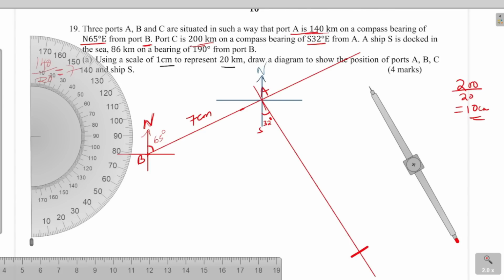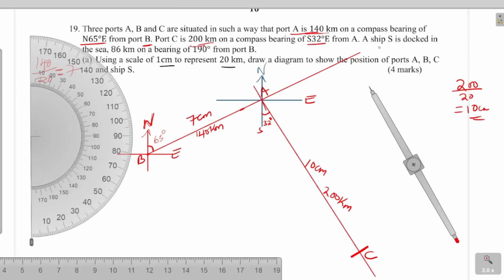So this is 10 centimeters, that is equivalent to 200 kilometers, and this one was 140 kilometers. Now look at the position of C from A. C is on a compass bearing of south 32 degrees east. Look at how I measured 32 degrees to the east of this side. This is the east. That is how you're supposed to do it.